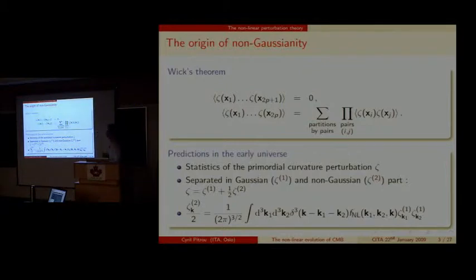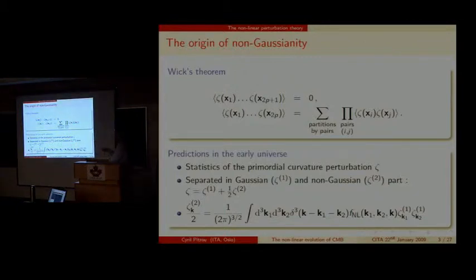So the main motivation for working with nonlinear perturbation theory and nonlinear evolution of these perturbations comes from Wick's theorem. If you look at Wick's theorem for a purely Gaussian field, what you find is that for an odd number of fields, the statistical average is 0, and for an even number of fields, it can be expressed only using the two-point correlator function. So that's the main idea.